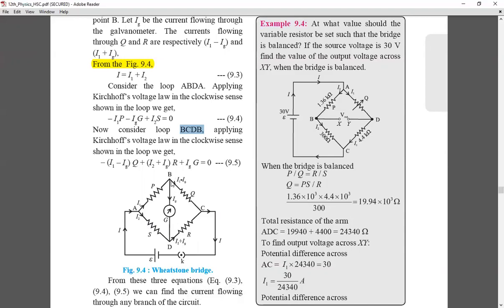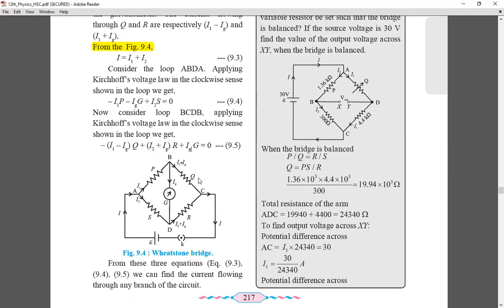Okay, so let's apply Kirchhoff's voltage law to the loop BCDB. The current across this path is I1 minus Ig, and it is moving from high potential to low potential, so it comes as negative. Then for C to D, against the direction of current, the potential will be positive, and then we are moving from D to B, against the direction of current, hence this potential will also be positive.